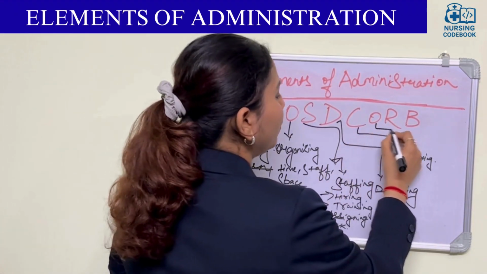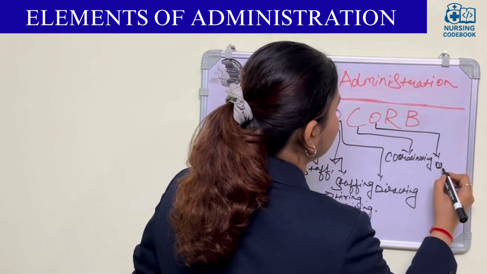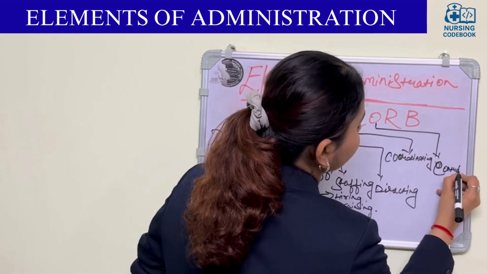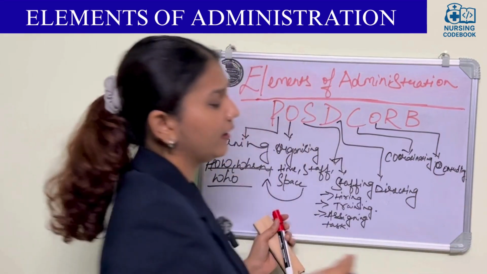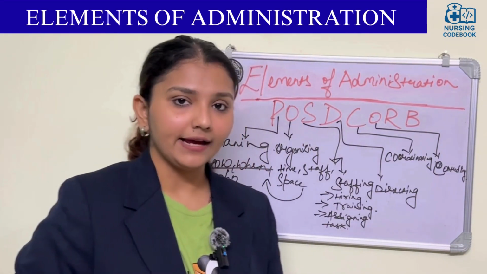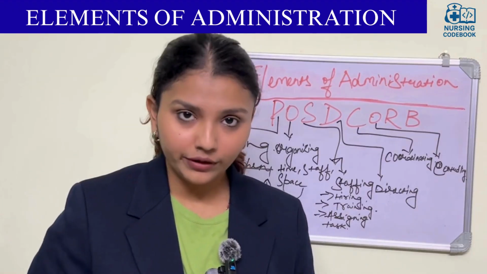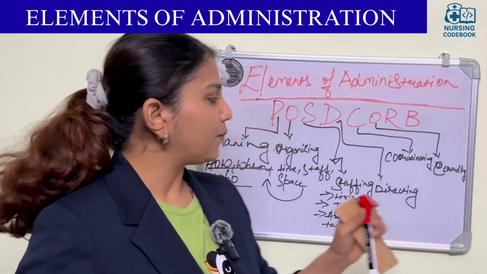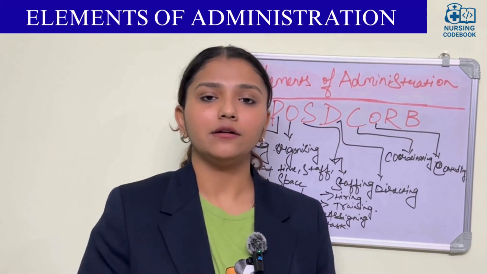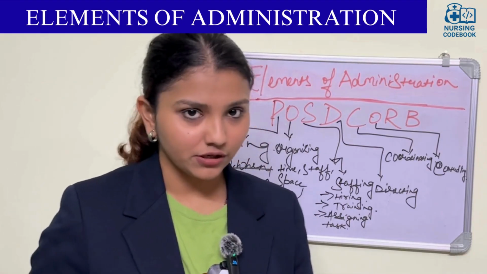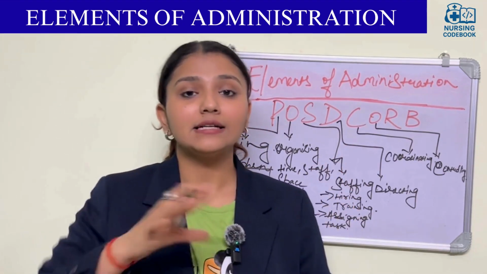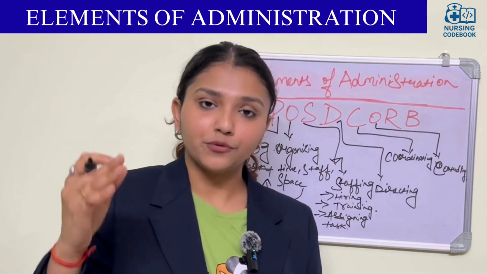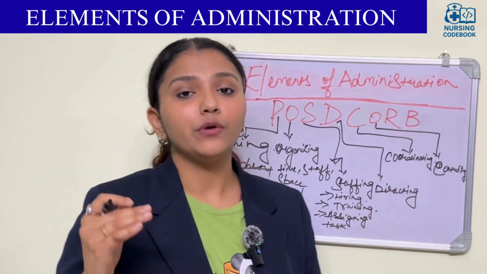Next, what is O? O is controlling. Now what is controlling? Basically controlling is making a note of whether the work is happening properly or not. Suppose a nurse is performing a certain procedure. Now the nursing supervisor or the assigned person will make sure that proper standard guidelines or procedures are implemented while doing the procedure.